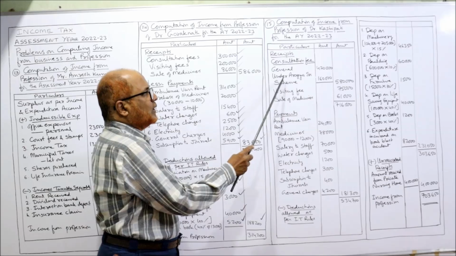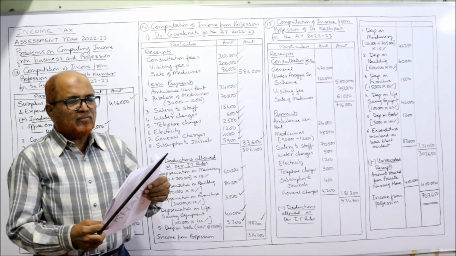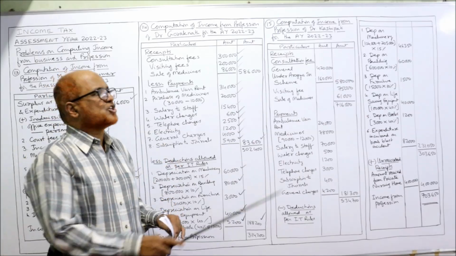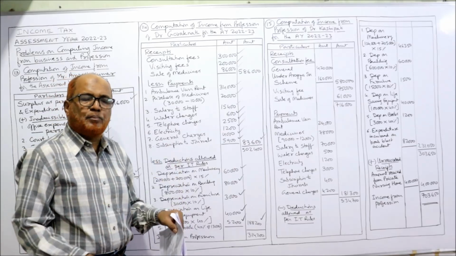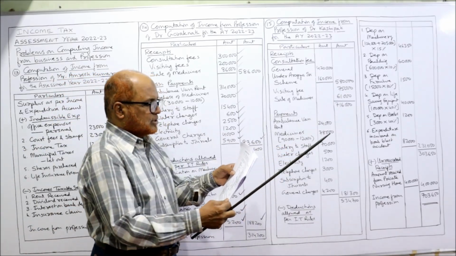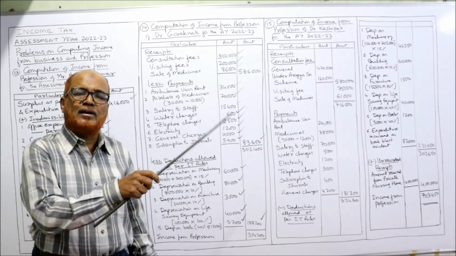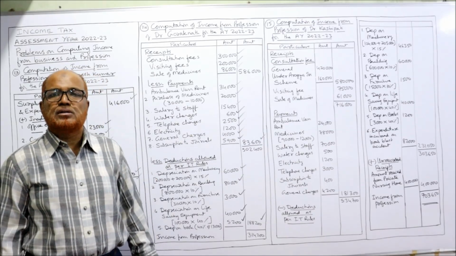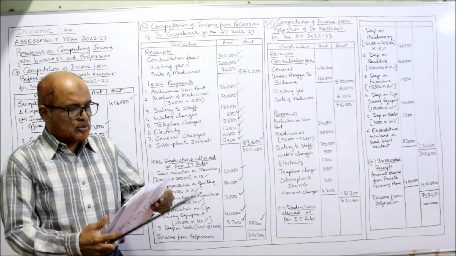Consultation fee general 420, under Arogyasri scheme 120. Total 580. Next, visiting fee is a professional income. Take it 75,000. Sale of medicine, it's a professional income 61,000. Dividend received is not a professional income, it is taxable under income from other sources. So in the working note you should write down dividend is taxable under income from other sources.